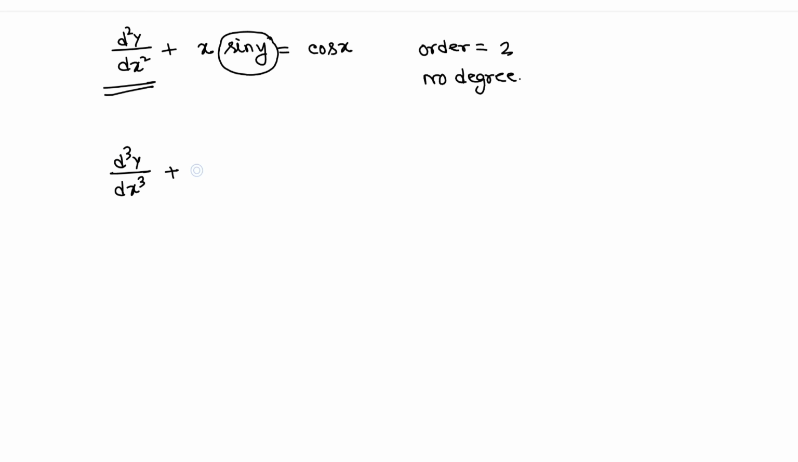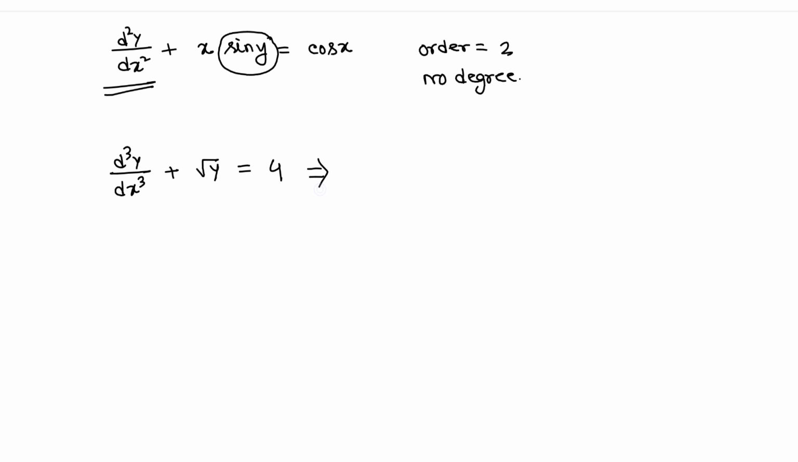Next example, d³y/dx³ plus square root of y equals 4. Now tell me what are the degree and order? You will say that here y is your dependent variable and there is an index form, so obviously there will be no degree, but this is not correct.